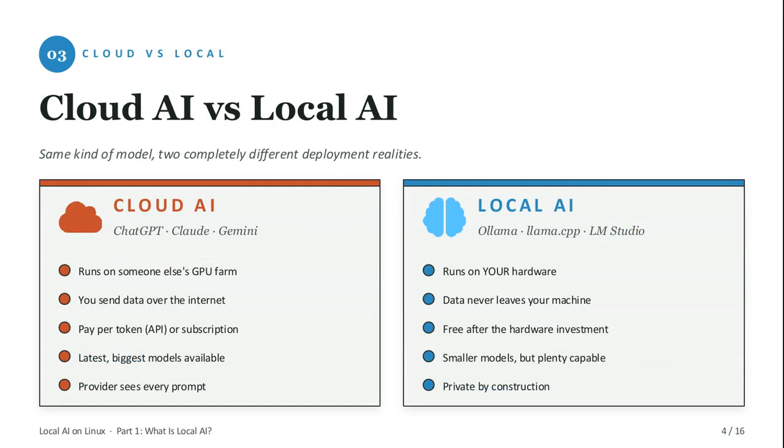With that vocabulary in hand, let's look at the fundamental split in how you actually use these models. Cloud AI, your ChatGPTs, Claudes, and Geminis, runs on someone else's GPU farm. You send your prompt over the internet, pay per token or by subscription, and get access to the largest, freshest models, but the provider sees everything you type. Local AI flips every one of those trade-offs. Tools like Ollama, Llama.cpp, and LM Studio run on your hardware. Your data never leaves the machine, and once you've got the gear, it's free. The models are smaller, but as we'll see, surprisingly capable.